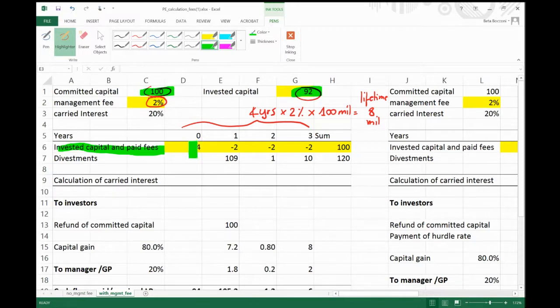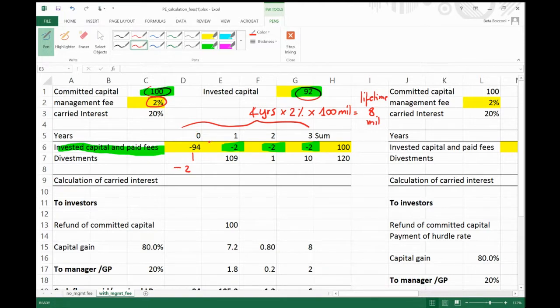And as you can imagine, in the first year, I contribute all the committed capital, which is now split into two components: the committed capital and the lifetime fees. So you can imagine that the fees will be paid annually in year number 1, 2, 3, and 4.